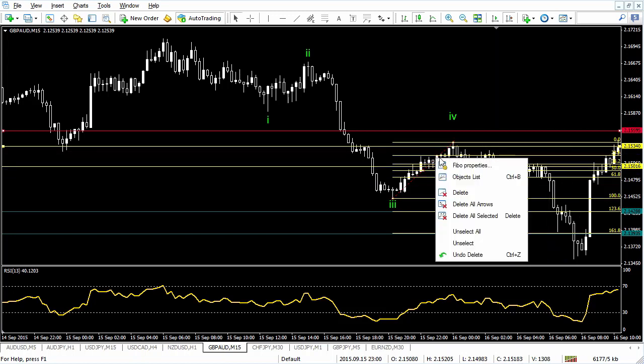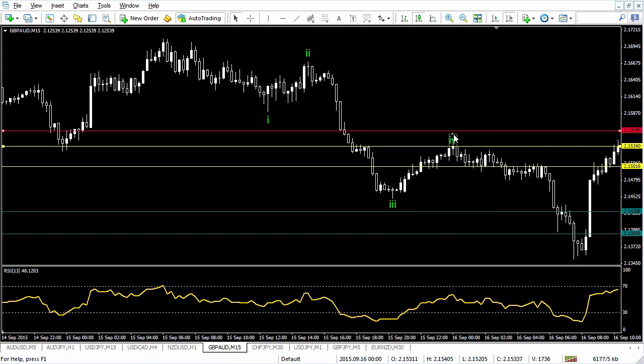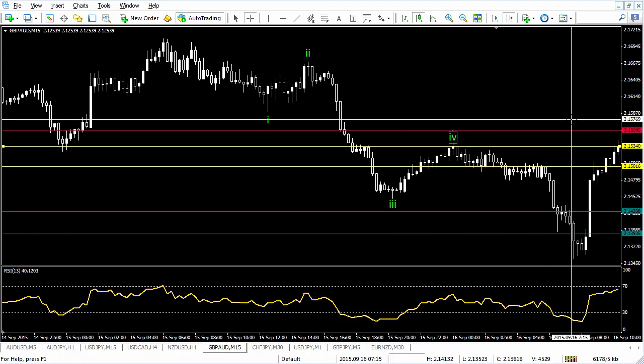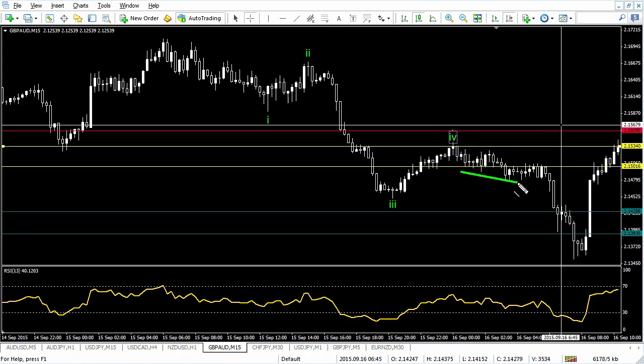Again, over here, let's remove this and let's check something. Over here, this looks like another smaller leading diagonal, the smaller wave 1 of the wave 5. So we have 1, 2, 3, 4, 5 in the wave 5. And then we would know that we completed another 5-wave move down.